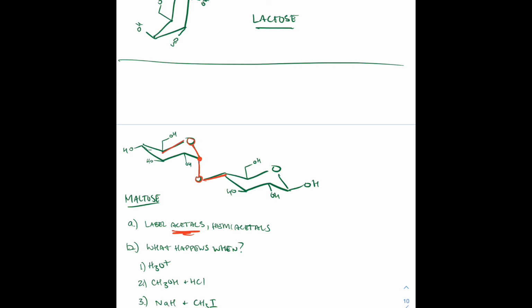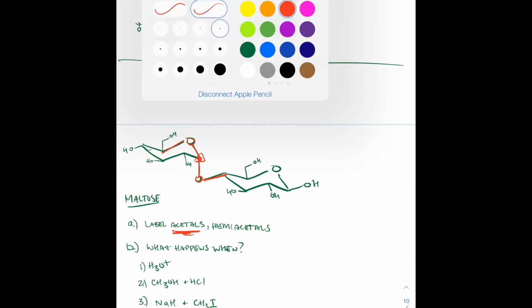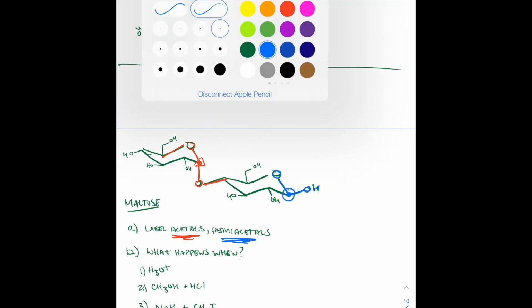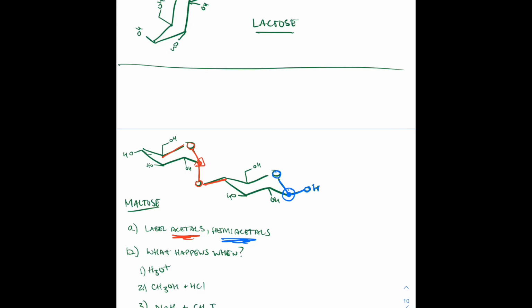So the first portion, identifying the acetals, I've highlighted the acetal portion in red because we have that carbon singly bound to two oxygens, and then those oxygens are bound to carbons. By definition, that's an acetal. And on the far right, we have a carbon singly bound to two separate oxygens, and then one of those oxygens has a hydrogen and the other has carbon. So that is by definition a hemiacetal.